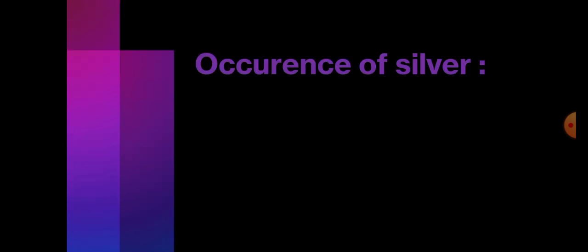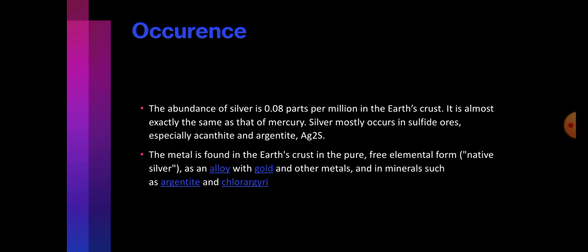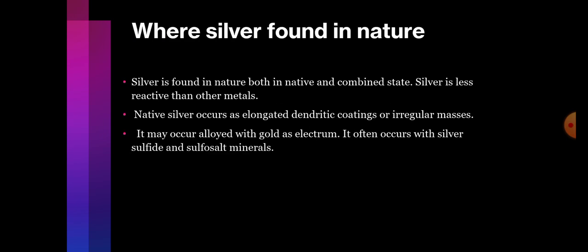Occurrence of silver. The abundance of silver is 0.08 parts per million in the Earth's crust. It is almost exactly the same as mercury. Silver mostly occurs in sulfide ores, especially argentite, Ag2S. The metal is found in Earth's crust in the pure free elemental form, as an alloy with gold and other metals, and in minerals such as argentite and chloride.